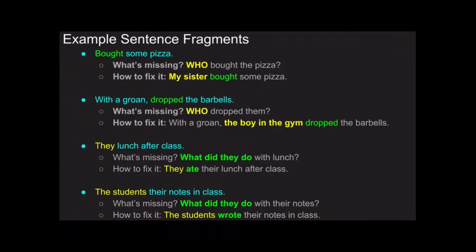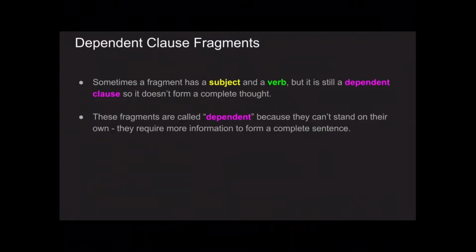There is, however, one more kind of sentence fragment, and those are sometimes called dependent clause fragments. So sometimes a fragment can have both a subject and a verb, but it's still a dependent clause, so it doesn't form a complete thought. And these fragments are called dependent clauses because they cannot stand on their own. They require more information to form a complete sentence. So even though they have a subject and a verb, which are both required to be complete sentences, they don't have a complete thought. So they're missing that last requirement.